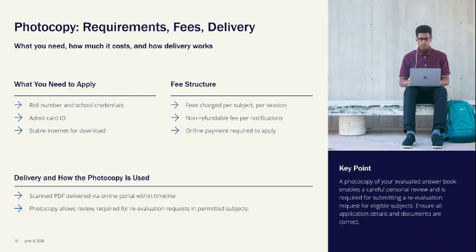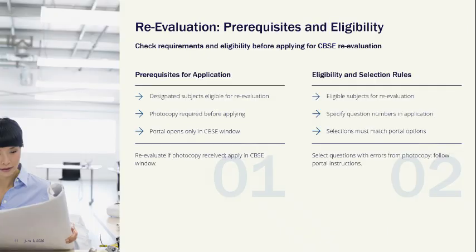Step 2. Pay the required fee. Complete online payment. Keep the payment acknowledgement safe. Step 3. Download the answer script. Once CBSE processes the request, you can download the scanned copy from the portal. Step 4. Review carefully. Examine every answer. Look for undermarked responses, missing marks, and evaluation inconsistencies. Take notes because these observations will help if you decide to apply for re-evaluation.